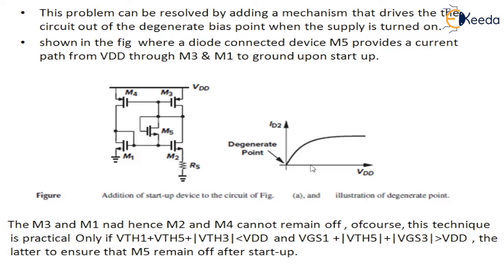So this is the illustration of the degenerate point. When VDD is on, the current is zero throughout the branches, as it offers zero current in both the branches. This is a simple demonstration of the degenerate points, also known as startup points, and this is a startup device. This is how we can eliminate the degenerate point. Okay, thank you.